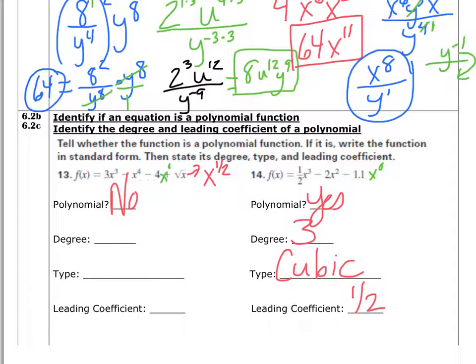Now, they want this to be in standard format, which means the highest exponent first. So it would be x cubed, x squared, and then the constant value. If you were to write this, all you'd have to write is really nothing different. It's still going to look like 1/2 x cubed minus 2x squared, and then you would just put minus 1.1. Do not write the x to the 0 power, because again, we typically never write those.